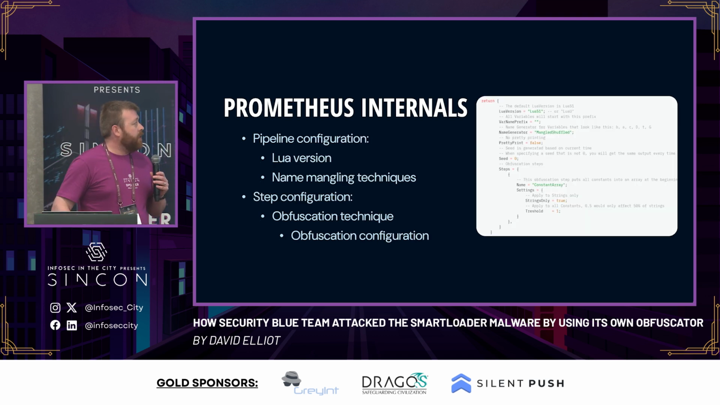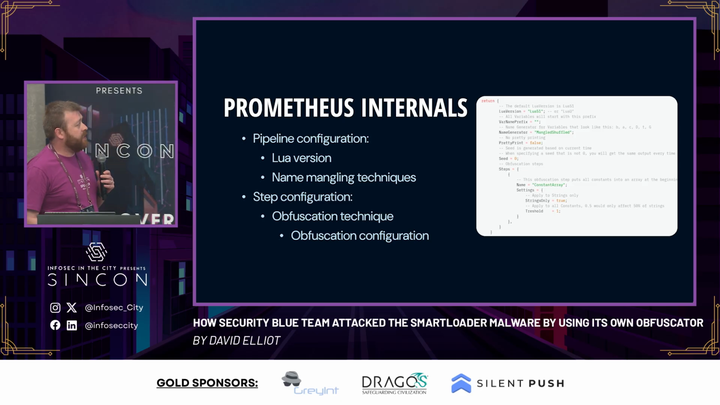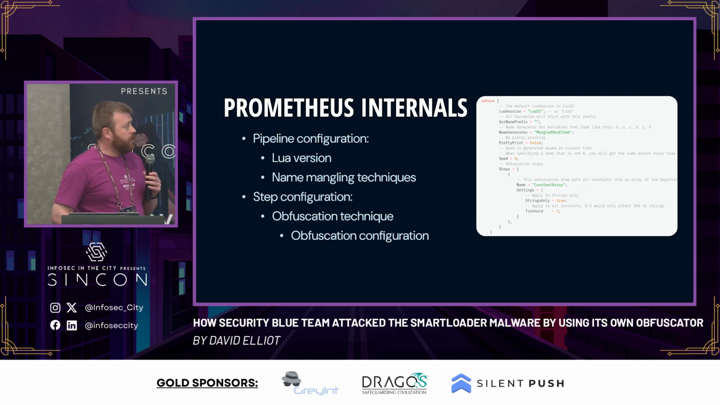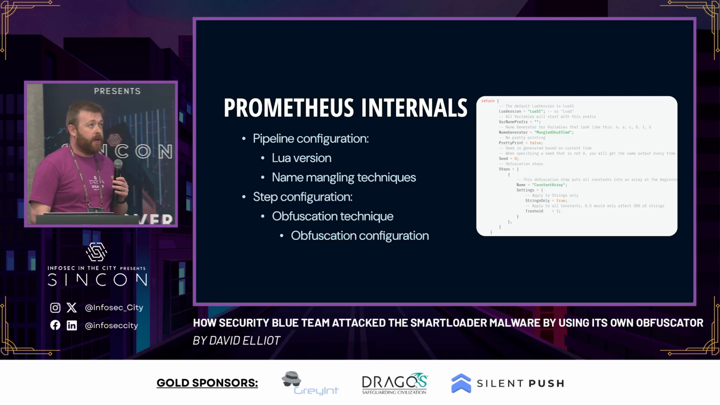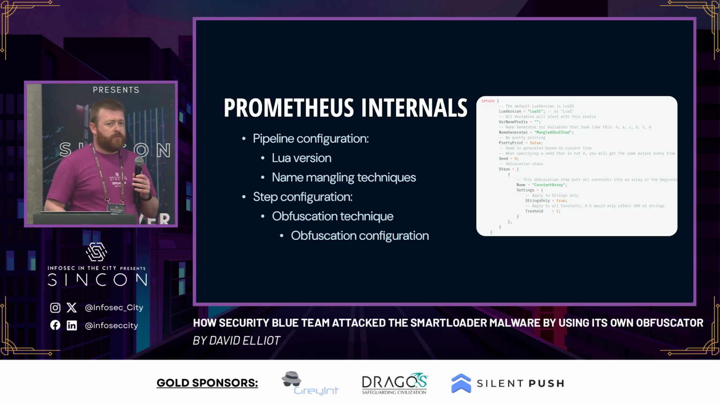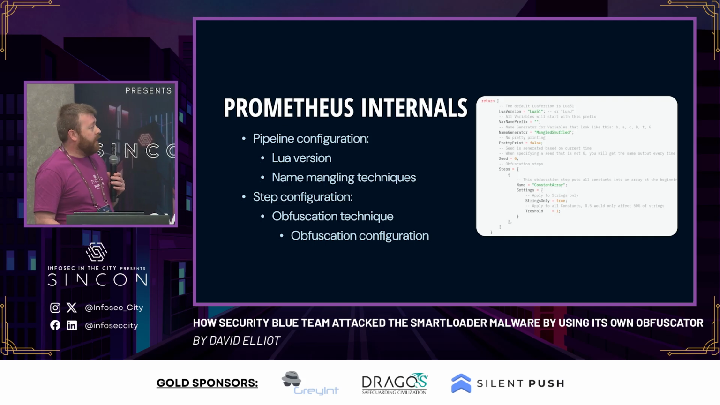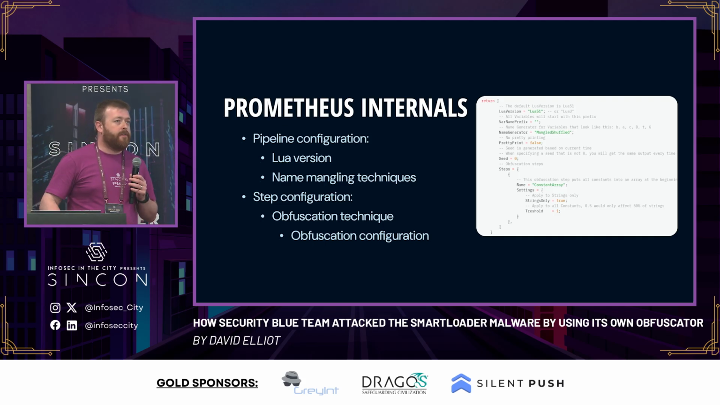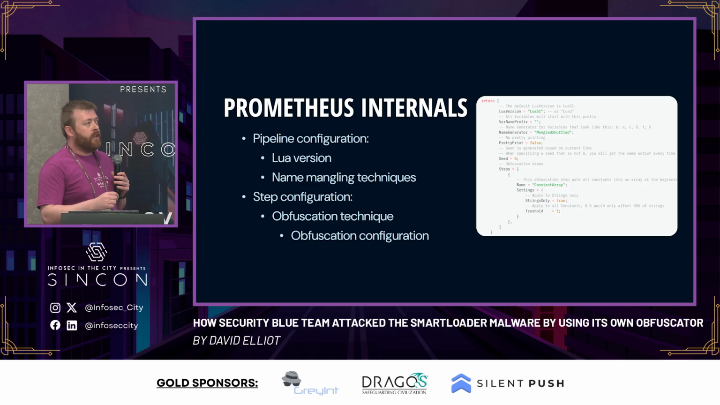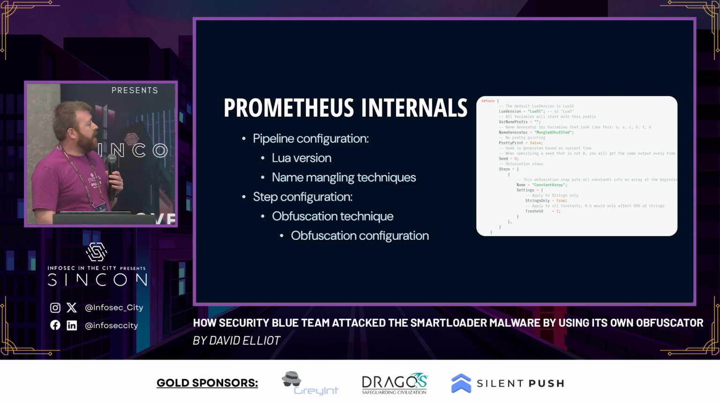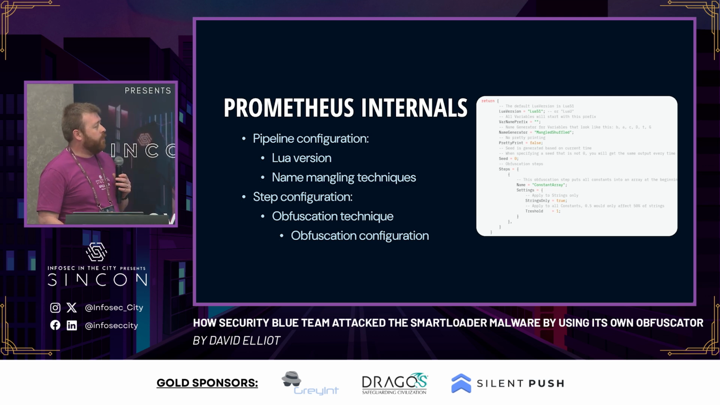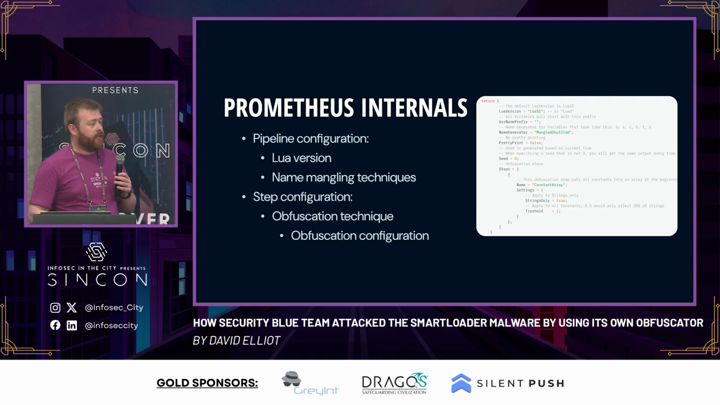So with the pipeline, there's a configuration for the pipeline in itself. So we can choose the Lua version. For this malware campaign, it was Lua 5.1. But it also supports Luau, which is a different dialect of Lua. You can change the name mangling techniques. So when you have variables within the malware, instead of it being called X and Y, it can be mangled into multiple different names. And then there's a JSON blob for the steps and configurations for each step within.